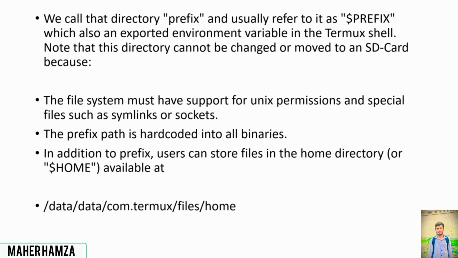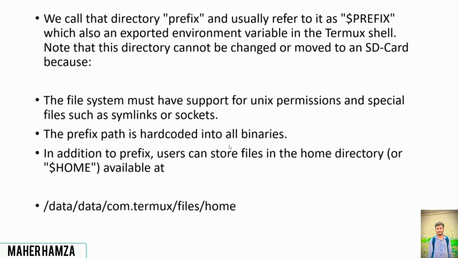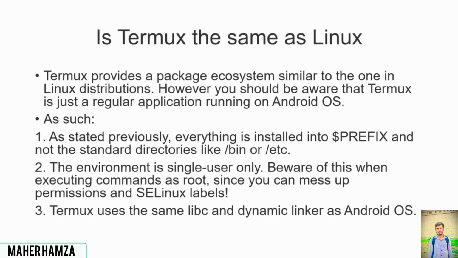The file system must have support for Unix permissions and special files such as symlinks or sockets. The prefix path is hard-coded into all binaries. In addition to prefix, users can store files in the home directory or under $HOME available at data/data/com.termux/files/home. So this file manager location and this files location are already predefined in Termux. These are the locations where all your packages and all your variables will be installed.